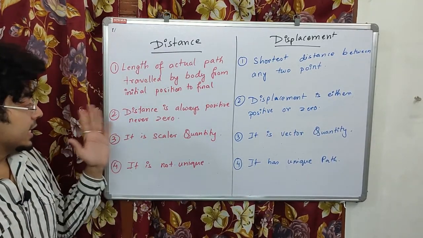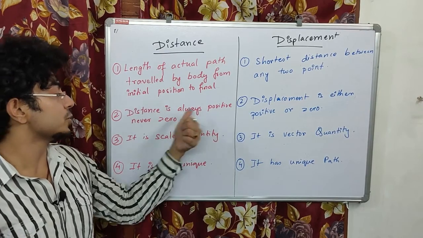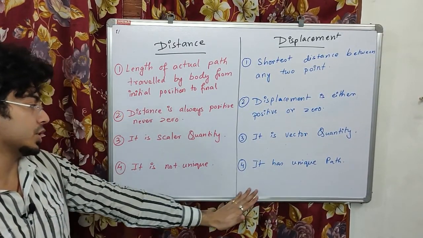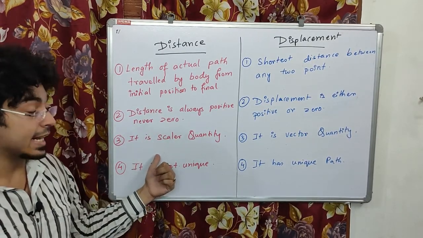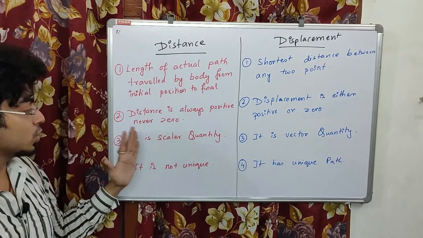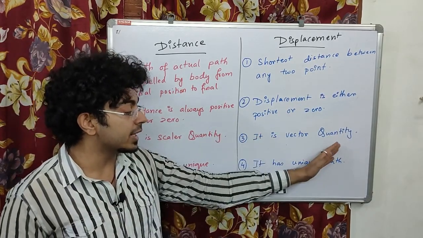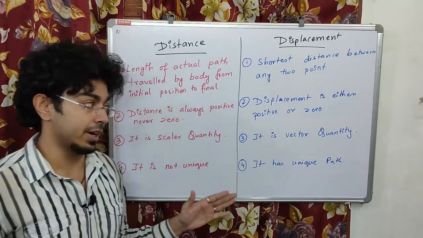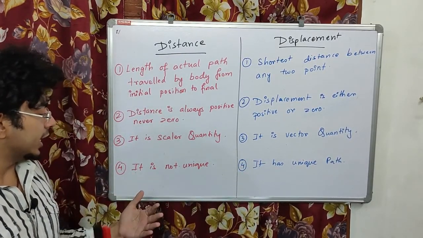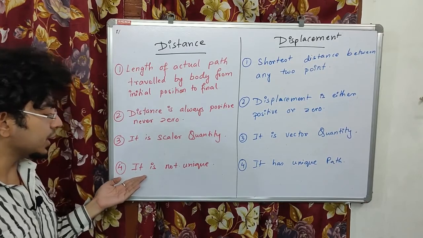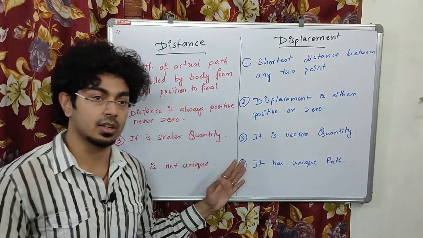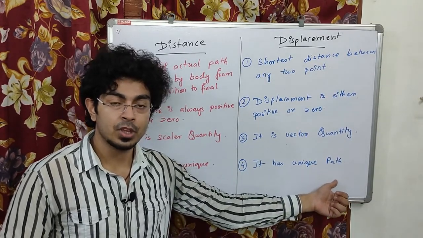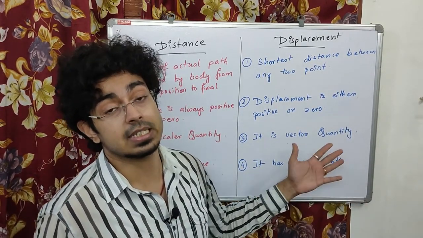See here, you can understand now: distance is always positive and never zero. Displacement is either positive or zero. Distance is a scalar quantity, that is, it has no direction, and displacement is a vector quantity. That means it has magnitude as well as direction. You will get to understand vector quantity a bit more in your later chapters. Distance is not unique, and displacement has a unique path. So ultimately you have understood the difference between distance and displacement.